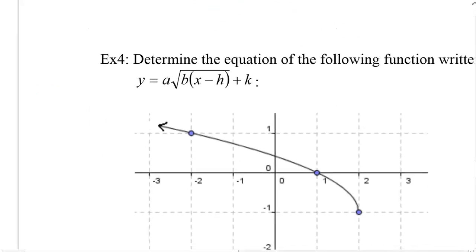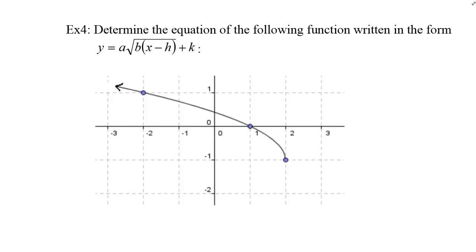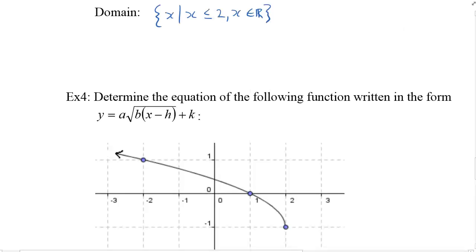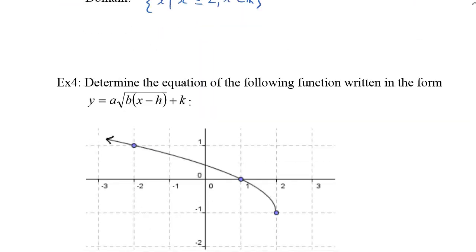Okay, so moving along here, we've got another one, example number 4. Determine the equation of the following function written in the form y is equal to all that kind of stuff. So now we need to figure out what the equation is going to look like. You'll recall our initial points are a 0, 0 and a 1, 1. So those 2 points, the x changes by 1 and the y changes by 1. So looking at my 2 points here, I get something very similar. My x is changing by 1 and my y is changing by 1.